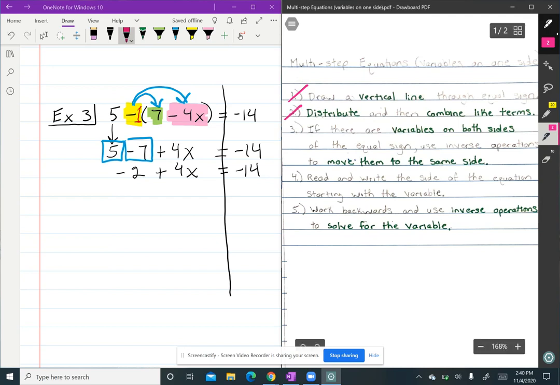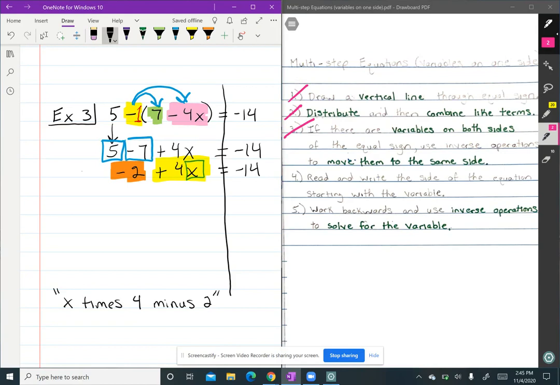with step 2. Step 3, we check to see if we have variables on both sides, and right now we don't. We only have the variable on the left, so we're done with that step. And now we can read and write the side of the equation starting with the variable, and if you'll notice, we have a 2-step equation. Our variable is x, so if we read it starting with the variable, it would be x times +4 minus 2.